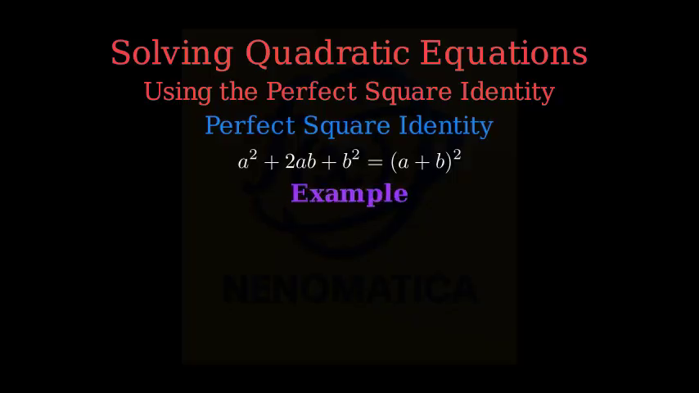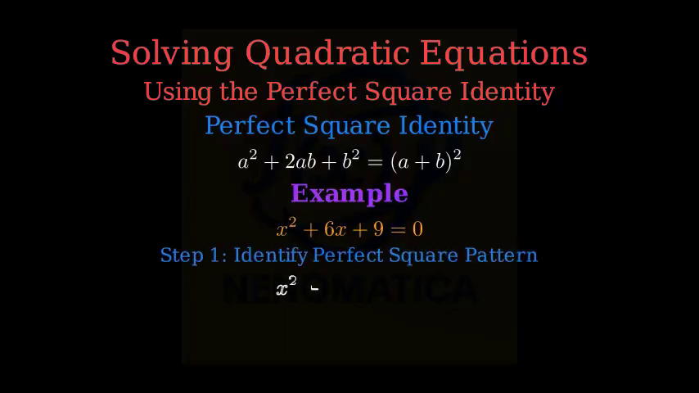Now let's solve an example. We'll solve the quadratic equation x squared plus 6x plus 9 equals 0. Step 1: we need to recognize if our equation matches the perfect square pattern. Let's compare our equation with the perfect square identity.